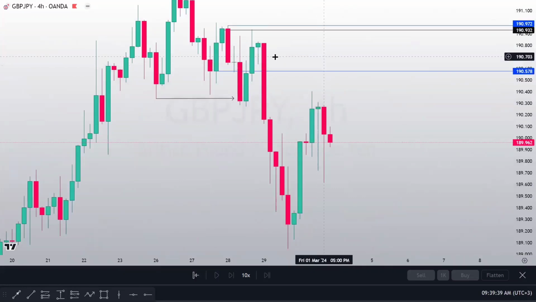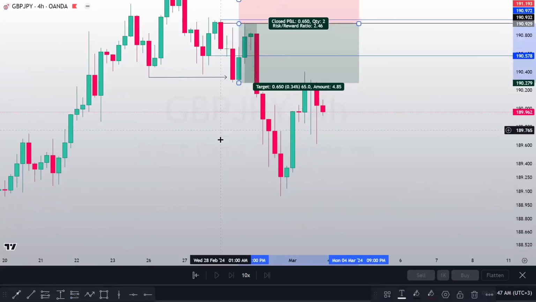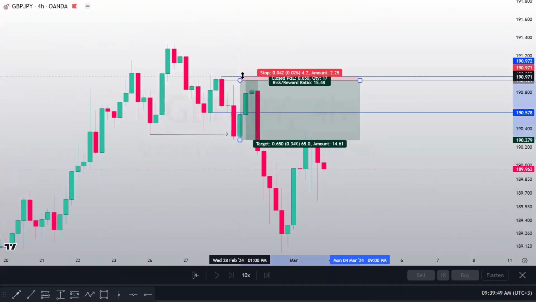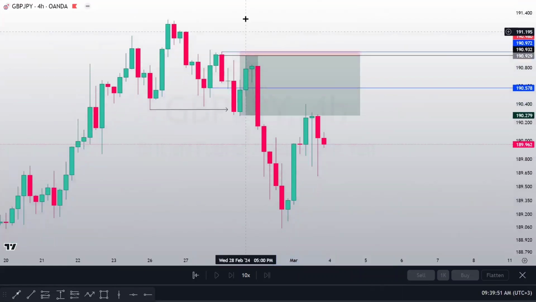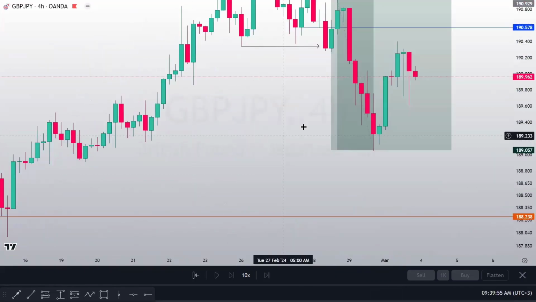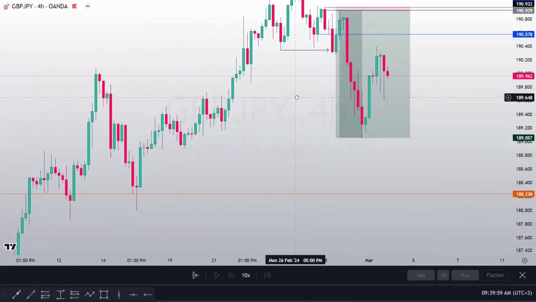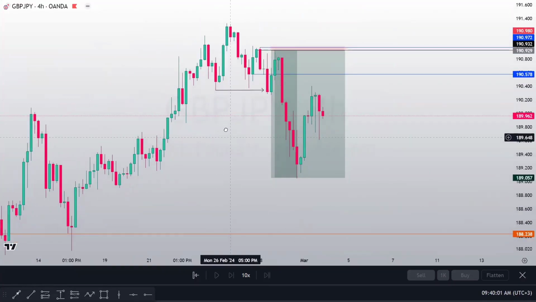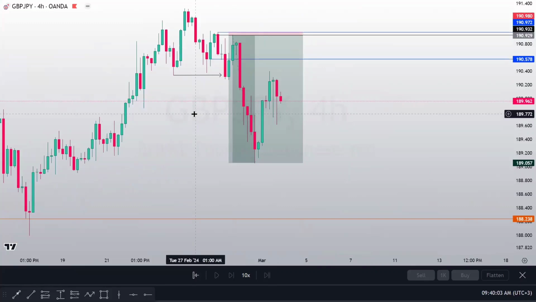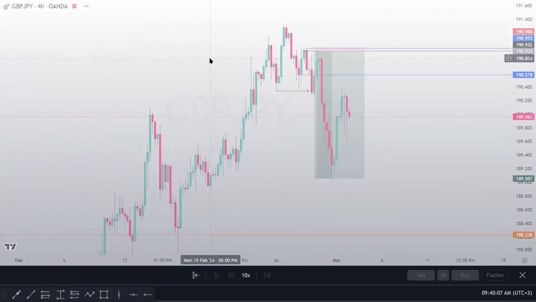So that's how this GBPJPY pair was taken, and how many pips is the market currently running? Let's try to count. The risk was only 5 pips, and the market went down almost 187 something. So we're going to go out of this trade if we spot a shift from the bullish perspective. That's where we're going to go out of these trades.